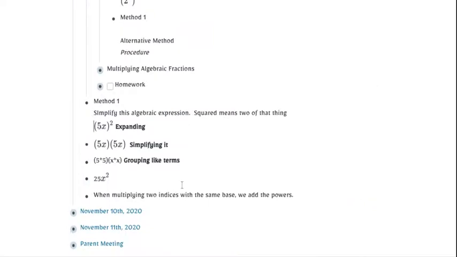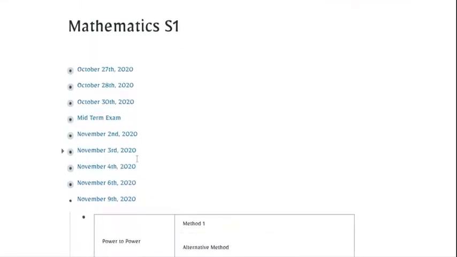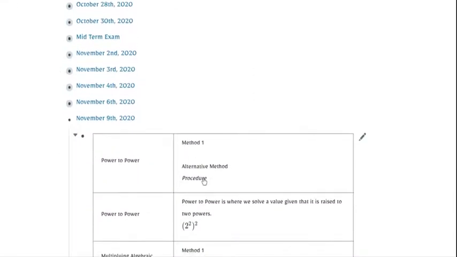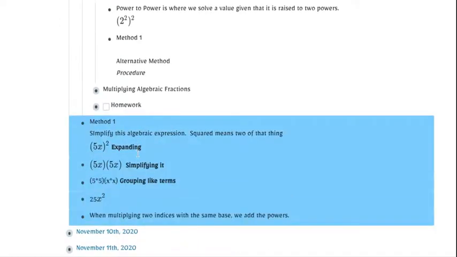Everybody understand that first method? Okay. All right, good. Now there's another alternative method that we're going to learn quickly. So that was method 1. Let's put everything under method 1. Let's learn the alternative method.